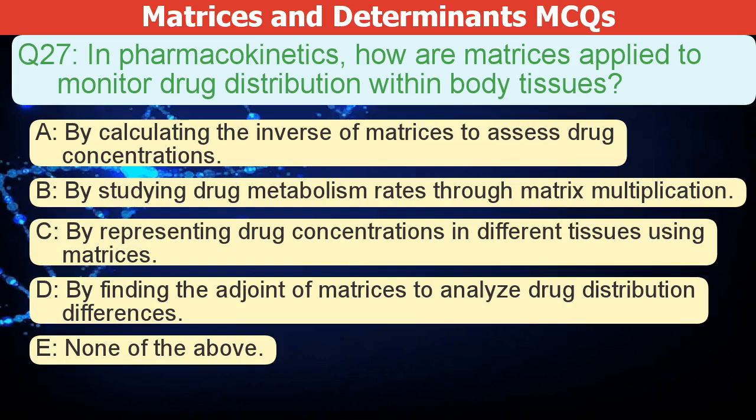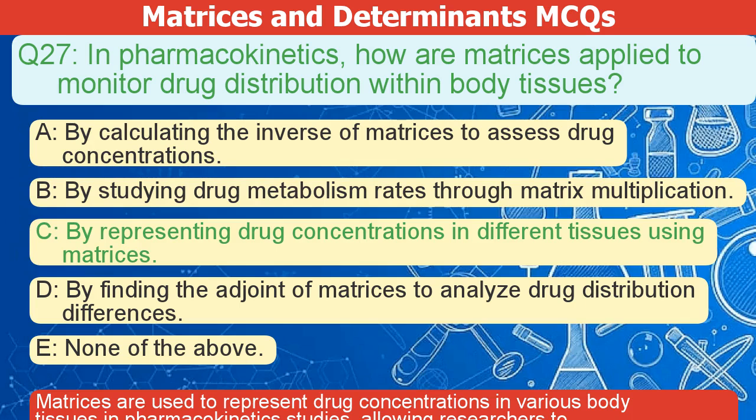In pharmacokinetics, how are matrices applied to monitor drug distribution within body tissues? A. By calculating the inverse of matrices to assess drug concentrations. B. By studying drug metabolism rates through matrix multiplication. C. By representing drug concentrations in different tissues using matrices. D. By finding the adjoint of matrices to analyze drug distribution differences. E. None of the above.